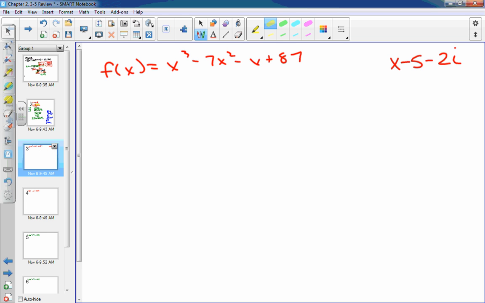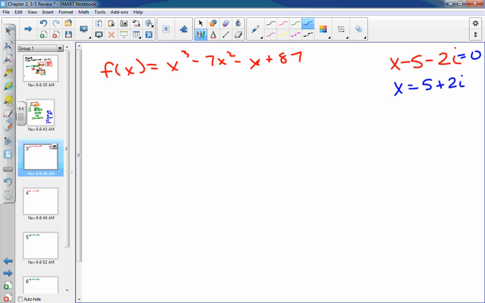Okay, the next thing is, is this a factor? I give you x minus 5 minus 2i. Remember, when we did that, what did I make you do? Synthetic division at what value? You remember, you set that equal to 0, and you solved that, so x is equal to 5 plus 2i. Do you remember that?